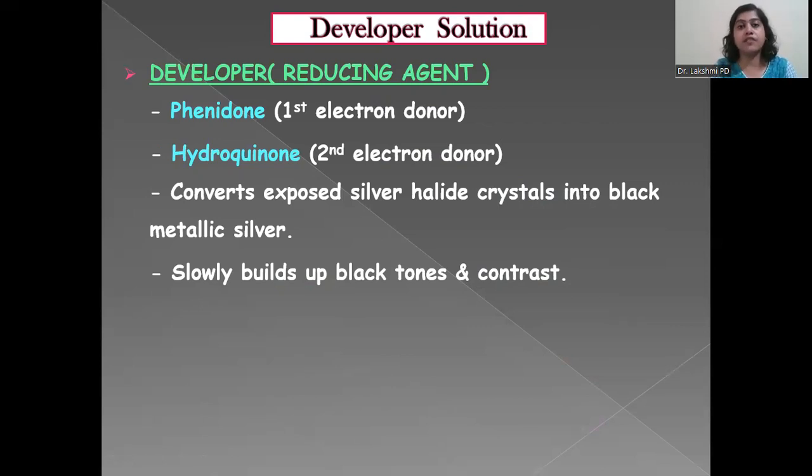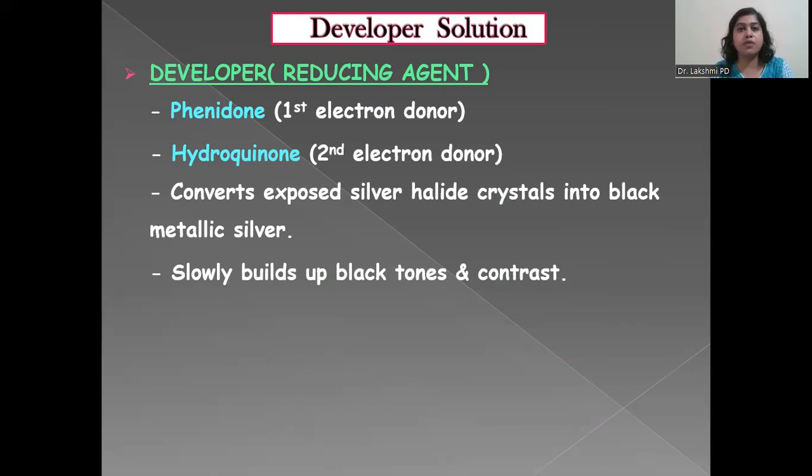And once this phenidone gives off an electron, it gets converted into an oxidized form. Hydroquinone then goes and gives an electron to this phenidone to make sure it is converted back into its original active state. And in turn, hydroquinone turns into an oxidized form. This cycle continues till ultimately hydroquinone is completely exhausted. And finally, there's no conversion of the oxidized phenidone to the original active state of the phenidone.